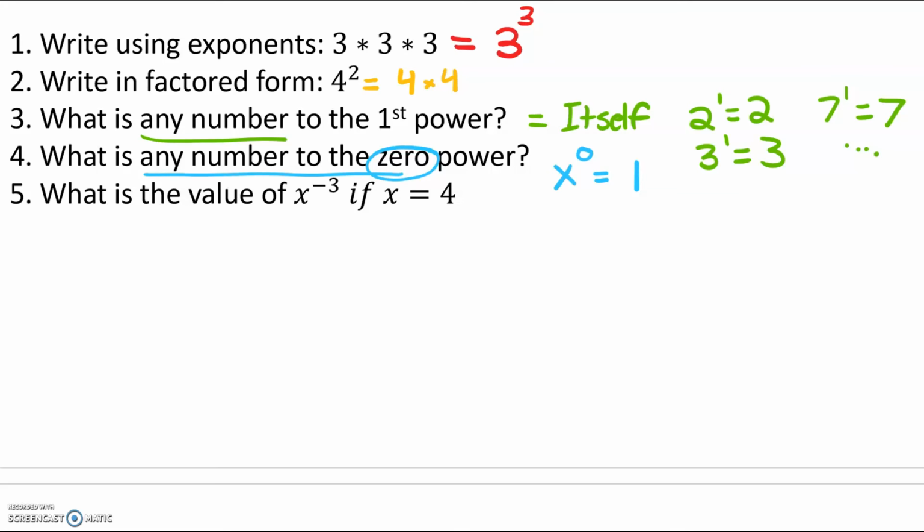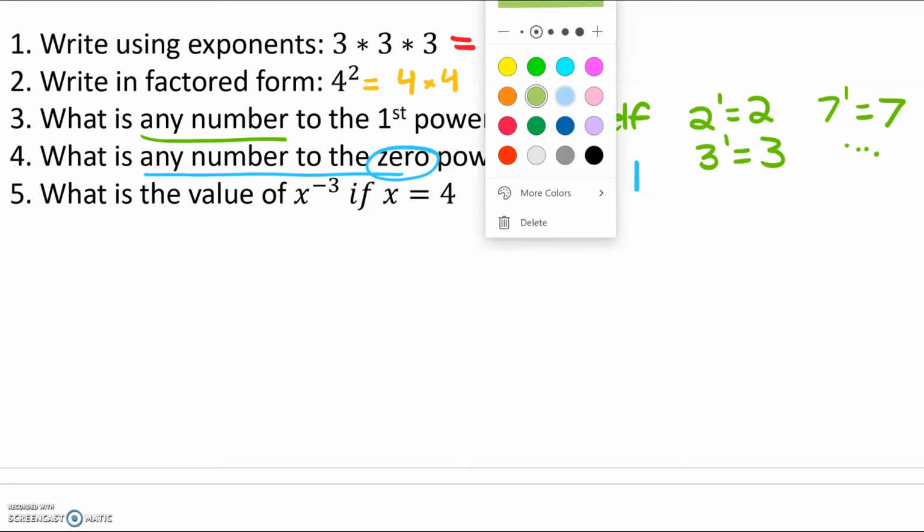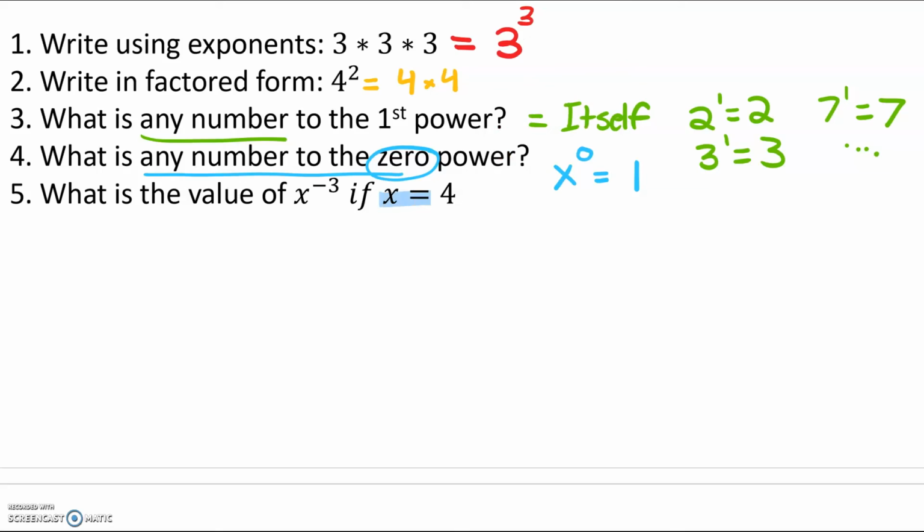What is the value of x to the negative 3 if x equals 4? So this one here, we got a lot going on. This is where we're using our x value and replacing the x in this problem. So instead of x, I'm going to put 4, and then to the negative third power. So that's the evaluation part, right? We have to replace the x with the value we're told.